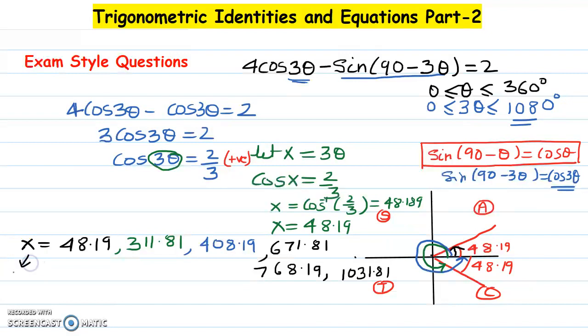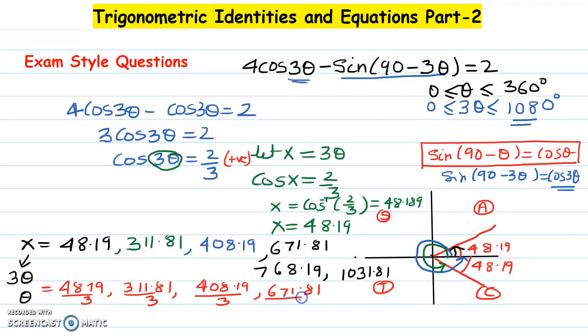Now X is shouting, I am 3 theta. Let's listen to what X is saying. X is saying I am 3 theta. It means all these values are 3 theta. So what will be theta? You need to divide these values by 3: 48.19 divided by 3, 311.81 divided by 3, 408.19 divided by 3, 671.81 divided by 3, 768.19 divided by 3, and 1031.81 divided by 3. Once we divide, we get theta.